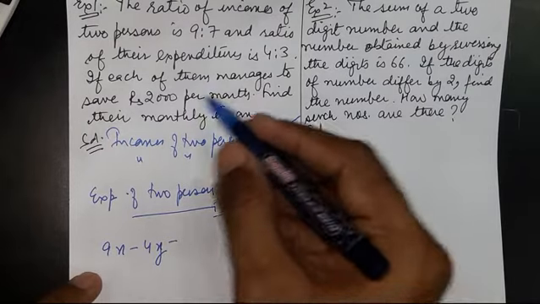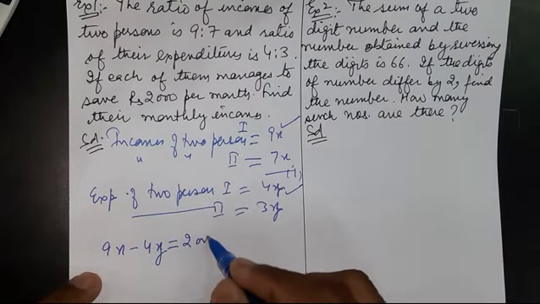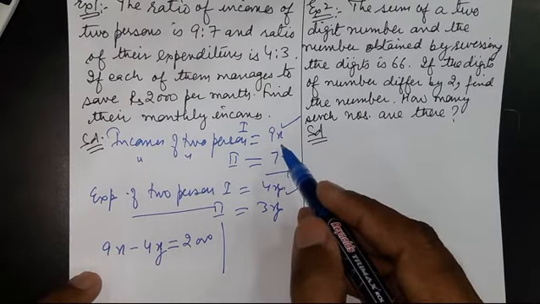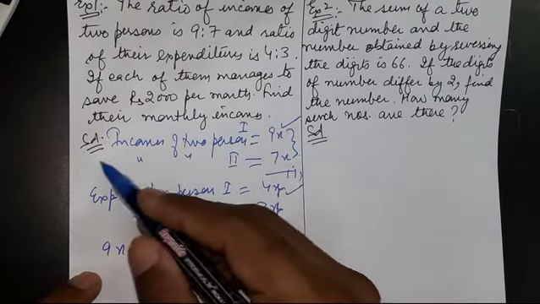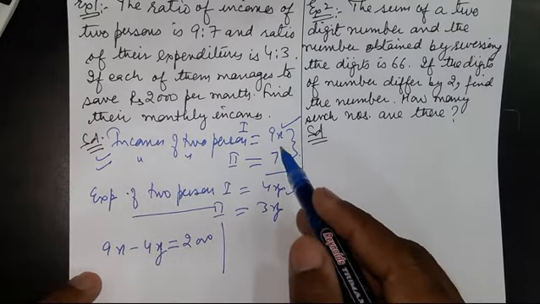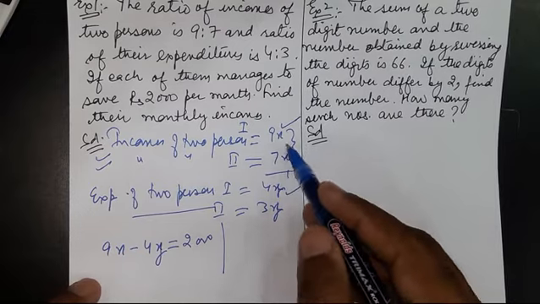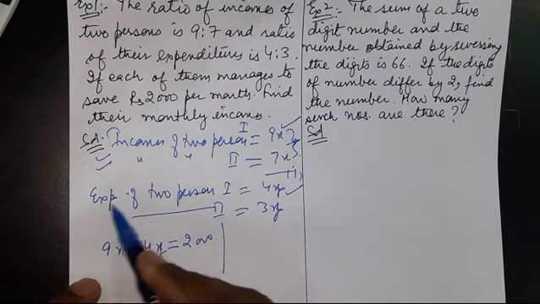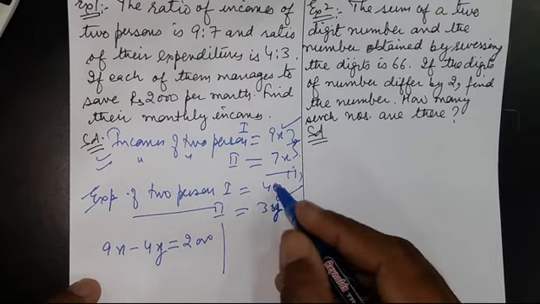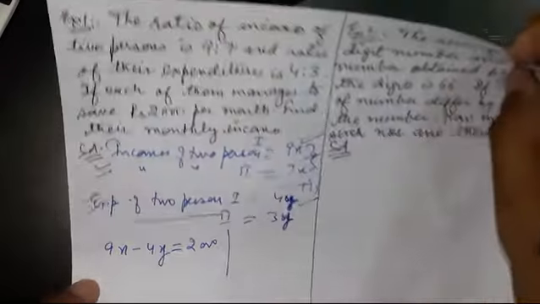He or she saves 2000. Why have we taken y here, not x? Because in case of income we are taking the ratio in terms of the x variable, and in case of expenditure we are taking a different variable, that is the y variable. So we can't take the same variable here.